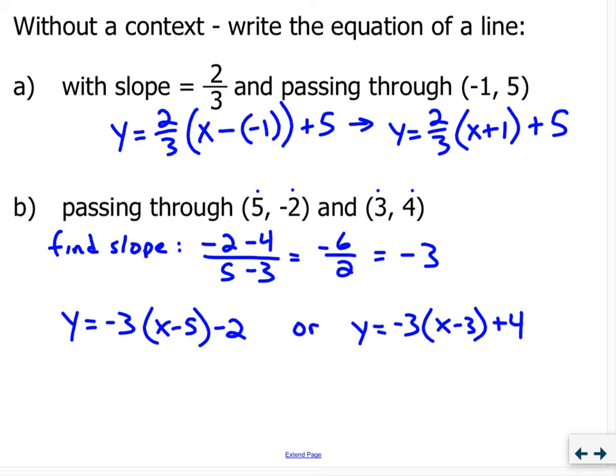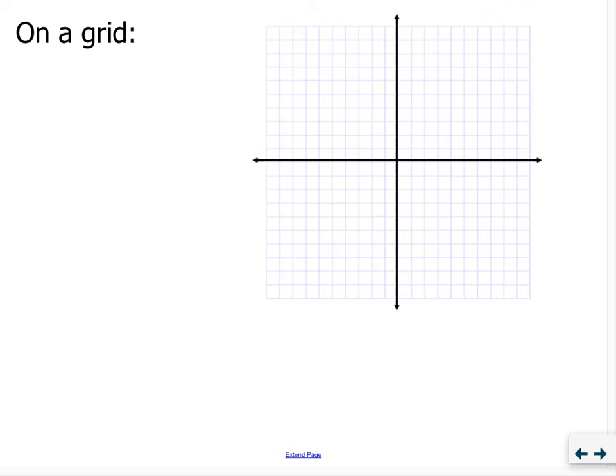Now let's take a minute and graph one of these equations. I'll graph the first one that I wrote. I'm going to graph Y equals -3 times X subtract 5, subtract 2. So first, let me go plot that point. I'm going to plot the point (5, -2). And through this point, a line has a slope of -3. So I go down 3 and right 1, down 3, right 1. I'm going to erase those little dots there.